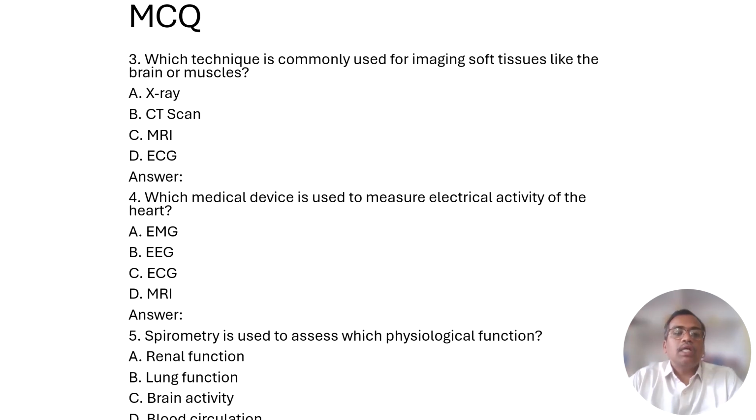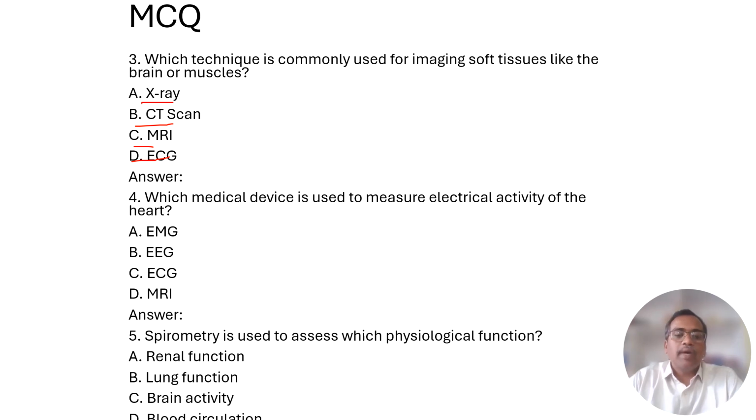Third, which technique is commonly used for imaging soft tissues like the brain or muscles? A. X-ray. B. CT scan. C. MRI. D. ECG. Now, fourth question. Which medical device is used to measure electrical activity of the heart? A. EMG. B. EEG. C. ECG. D. MRI.